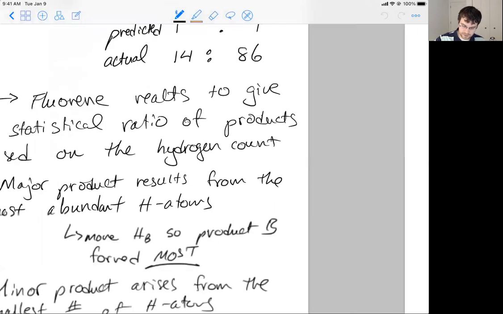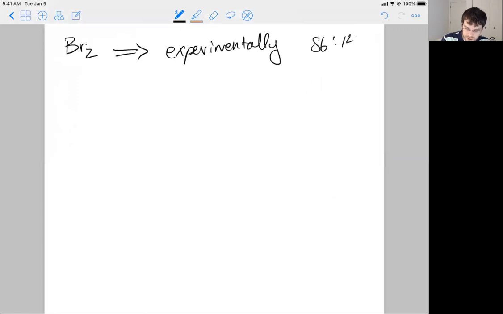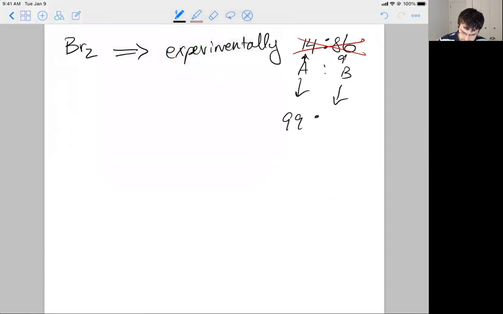So bromine now flips the script a little bit. With Br2, experimentally, recall that instead of a 14 to 86 ratio of A to B, we have a 99 to 1 ratio. Not only have we flipped the major product, but we've done so in a big way. We barely see any of A compared to the amount of B that's formed.